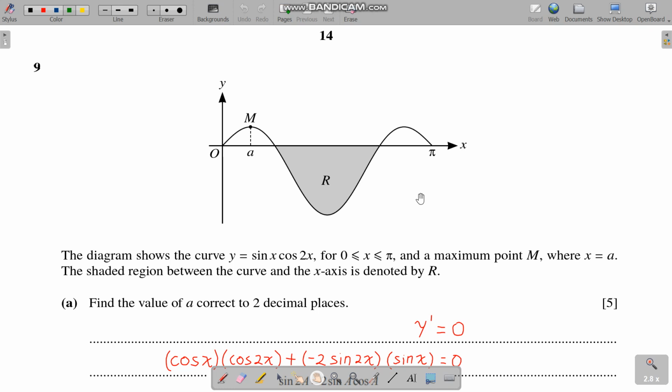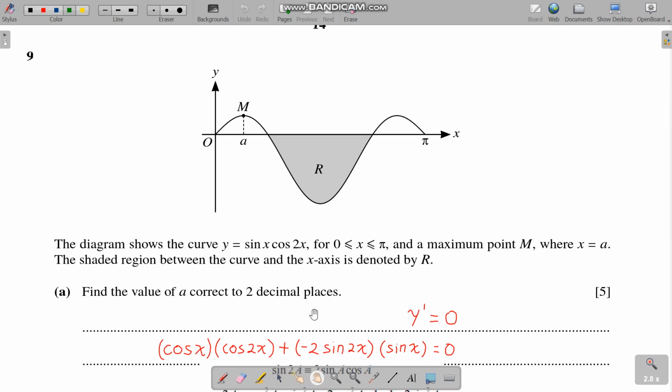The question is about differentiation. The diagram shows the curve y equals sin x cos 2x, with maximum point M when x equals a. Find a to dp. So first of all, we're talking about a maximum point. Maximum point, minimum point, stationary point means the tangent is a horizontal line, the gradient is 0. The gradient is dy/dx, so y prime equals 0.